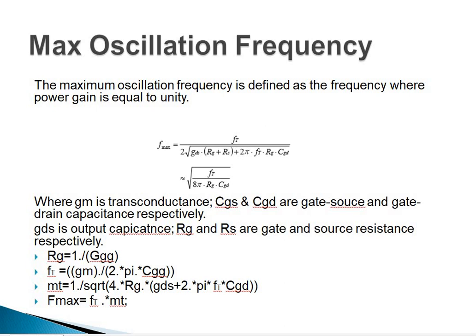My dear friends, by simply find out the three values: drain current, GM transconductance and GDS, output conductance, you will find out all the parameters, analog and radio frequency parameters.